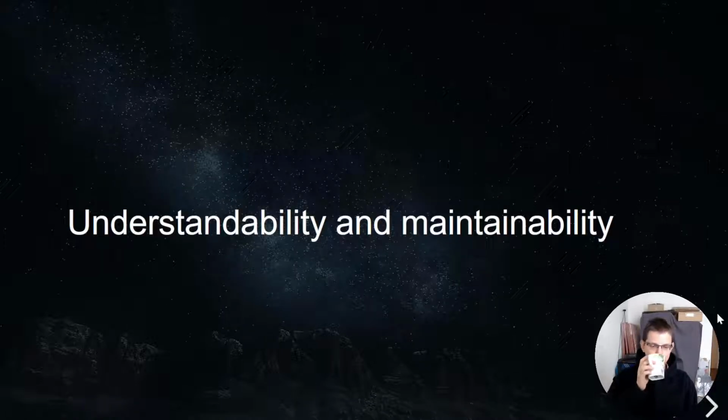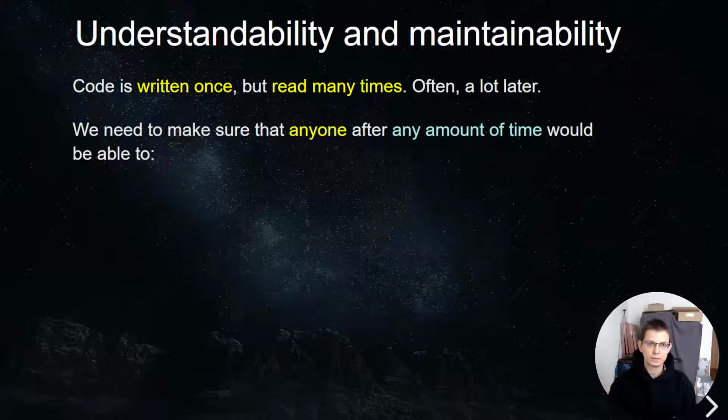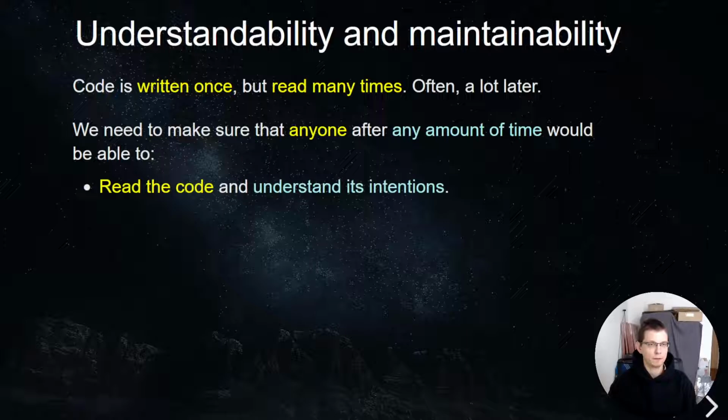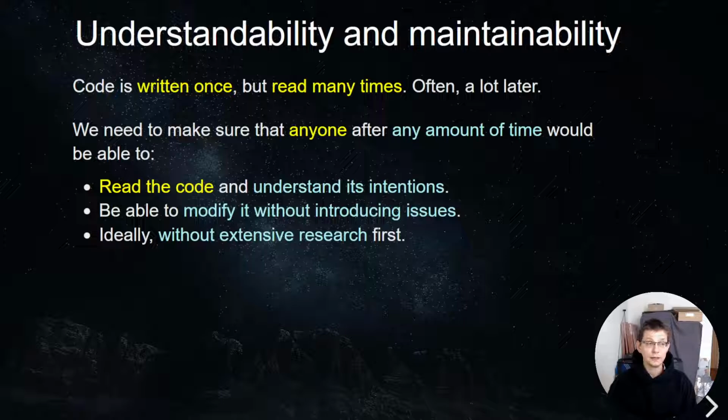Understandability and maintainability. So code is written once, but is read many times, and often a lot later. It might be a couple of days, it might be a couple of months, or a couple of years later. But we need to make sure that anyone, after any amount of time, would be able to read the code and understand its intentions, and be able to modify it without introducing issues into the code, without it causing any regressions. And ideally, that should be done without an extensive research first.